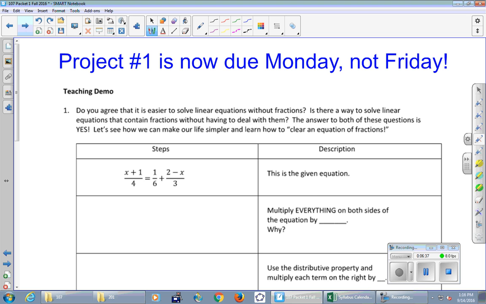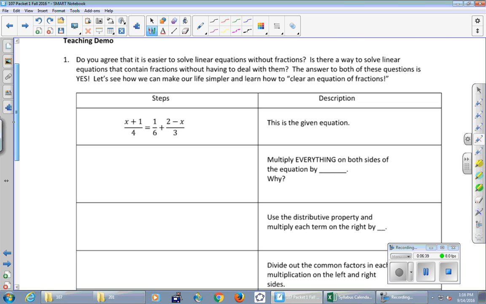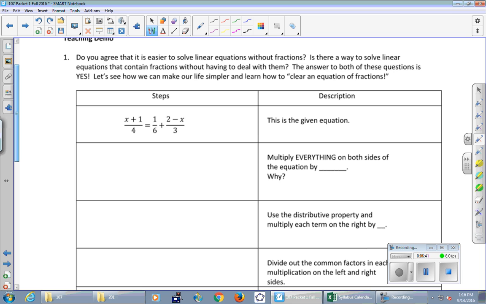So let's take a look. Number 1 says, do you agree that it is easier to solve linear equations without fractions? Easier to solve equations without fractions than with. So the question is, is there a way to solve linear equations that contain fractions without having to deal with them? And the answer happily is yes. And we're going to make our lives simpler by clearing an equation of fractions.